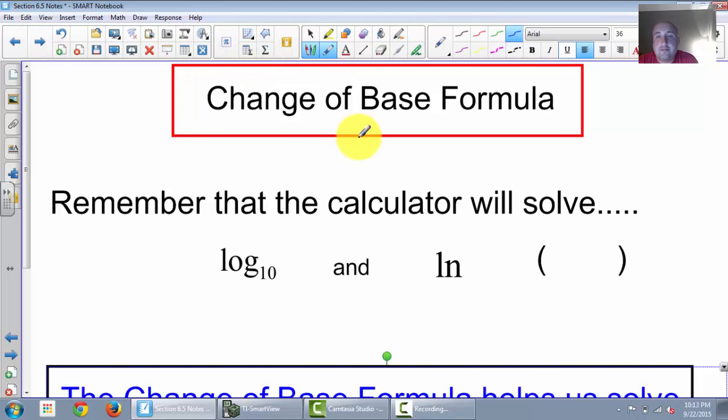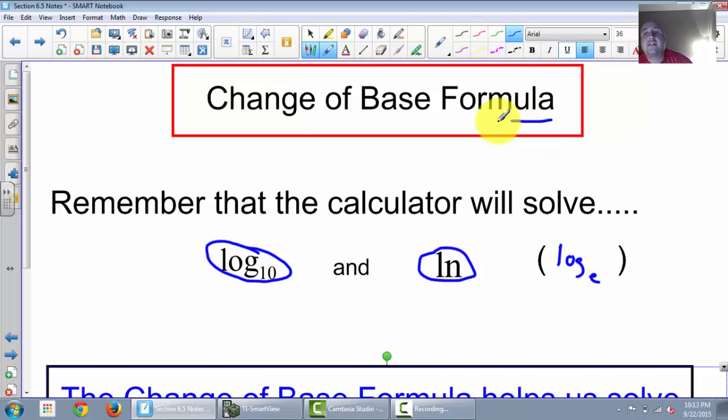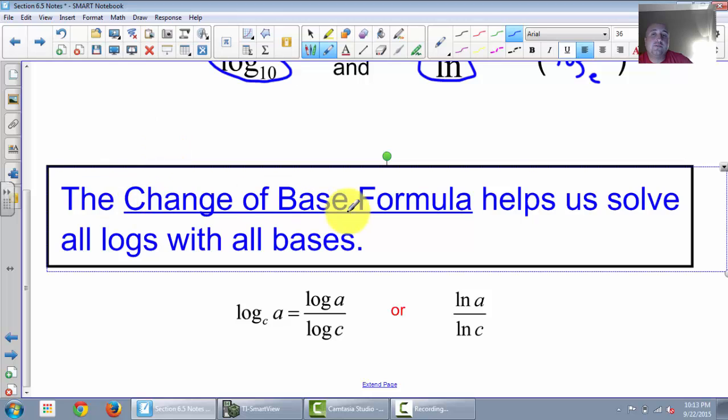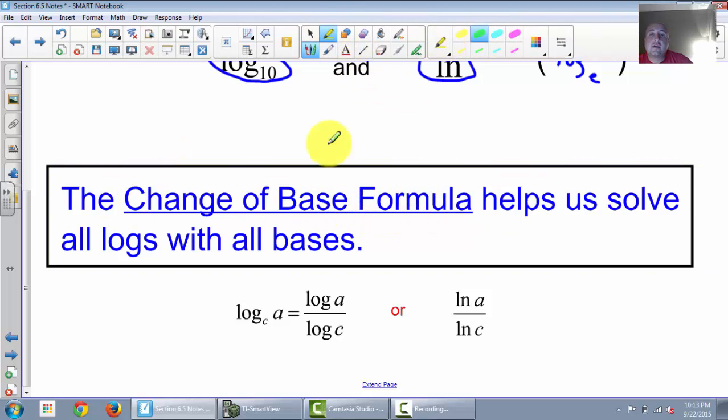Okay, so remember, the calculator does log base 10, and it will do ln, and don't forget that ln is log base e. So there's a log button and an ln button. All right, well, what happens if it's not a log base 10 or a log base e? Well, way back in the day, mathematicians figured out we can use this change of base formula to figure out any single log that we want. The change of base formula helps us solve all logs with all bases.